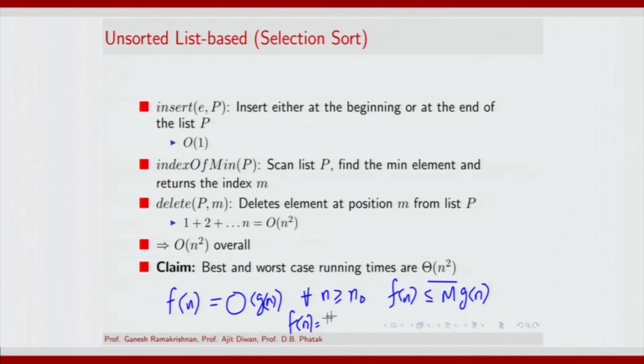Fn is theta Gn if Gn serves as an upper bound for Fn, that is Fn is order Gn, and in addition you also have that Gn is order Fn. Which means Fn, for some constant m, serves as an upper bound for Gn, and Gn, for some other constant, serves as an upper bound for Fn. So it turns out that theta is the tight bound, n square holds for selection sort.